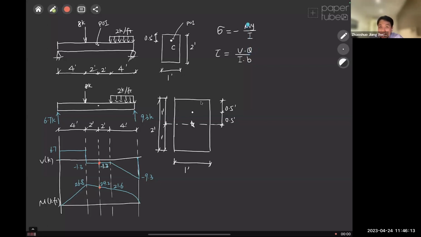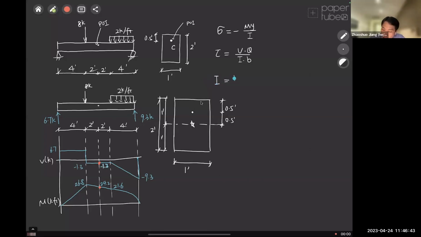The moment at the point of interest, we can identify that as 24.2. The shear at the point of interest is negative 1.3. So that information we can extract from the shear and moment diagram without any problems. So in order to calculate the moment of inertia, again, the moment of inertia is the property of the cross section, right? It won't change no matter where your point of interest is located.